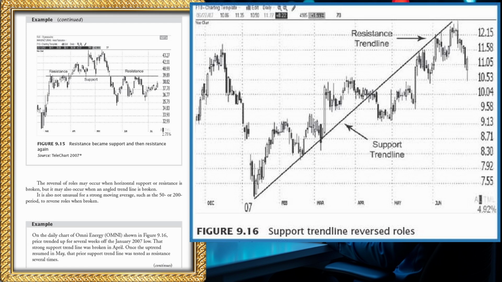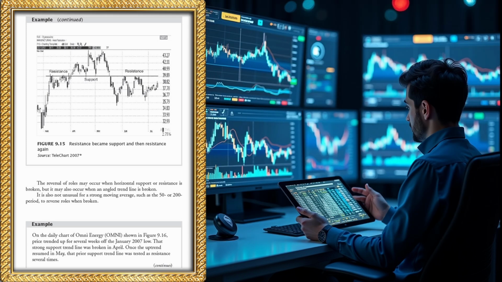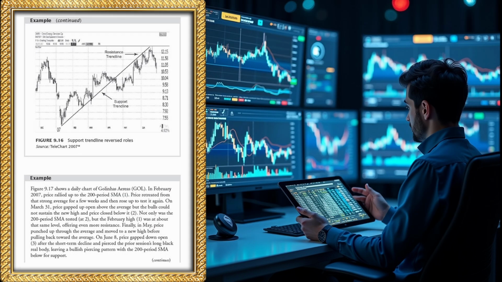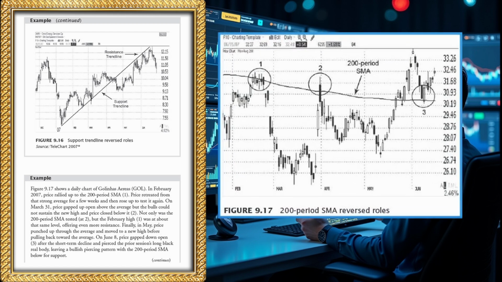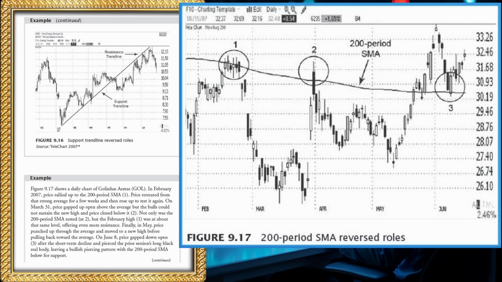That strong support trend line was broken in April. Once the uptrend resumed in May, that prior support trend line was tested as resistance several times. Example: Figure 9.17 shows a daily chart of Gol Linhas Aéreas (GOL).